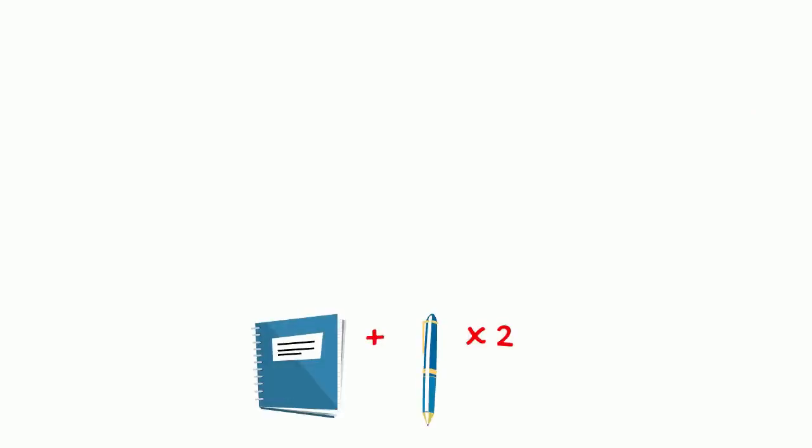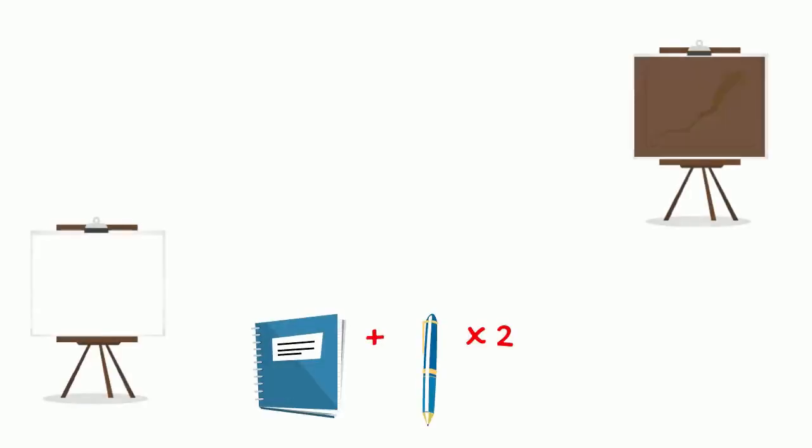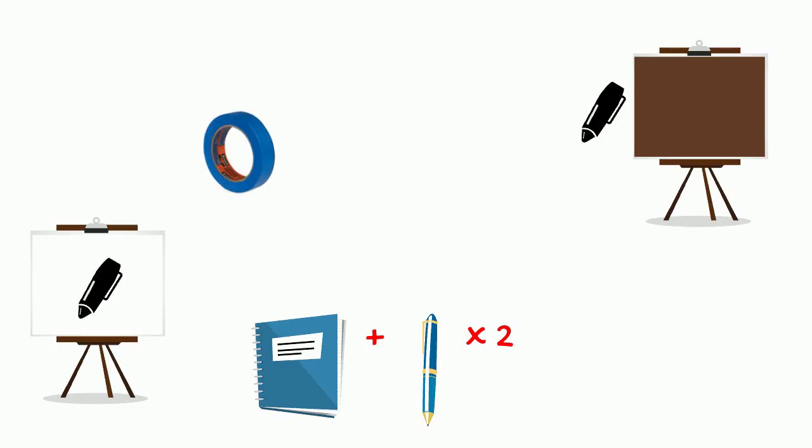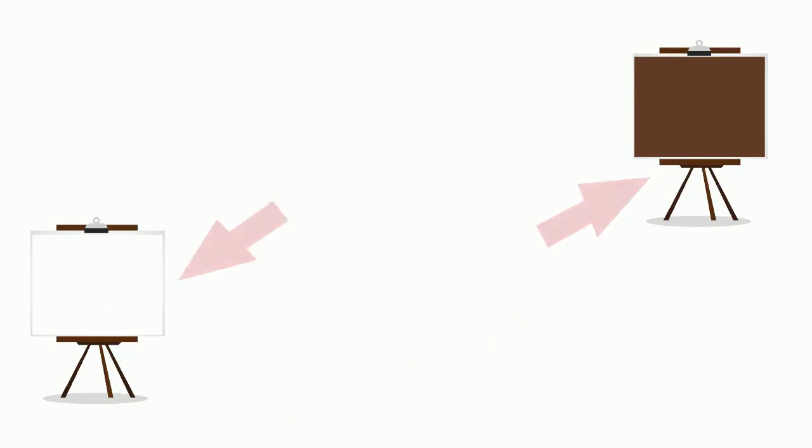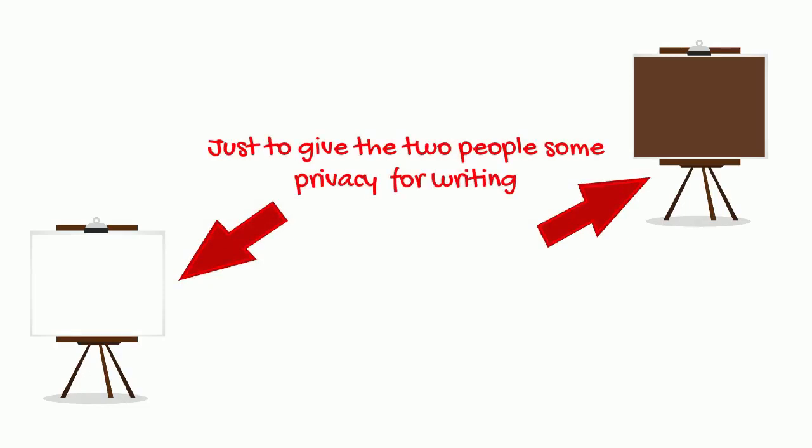You'll need to prepare a notebook and pen for each of the two people, some large sheets of flip chart paper, 2 easels, markers, and masking tape. Set up the room with the easels facing away from each other. This is just to give the two people some privacy for writing.